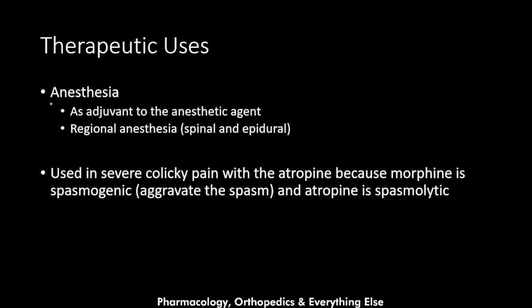Morphine is also used in anesthesia as an adjuvant to the anesthetic agent, and it is used in regional anesthesia, in spinal and epidural anesthesia. It is also used in severe colicky pain with atropine because morphine is spasmogenic. It would aggravate the colicky pain that is coming from the spasm, and atropine is a spasmolytic, so atropine would reverse the spasm.